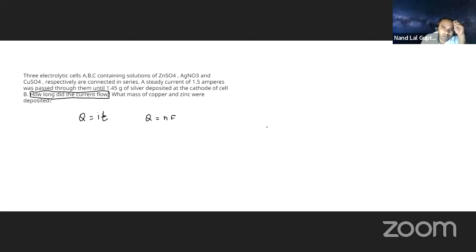So here is 1 mole. If you are talking about 1 mole, the charge of 1 mole of electrons, how much is there? This is 96,500 coulomb. So you can write that, that is 108 gram.